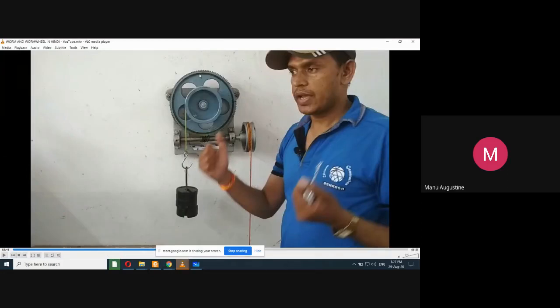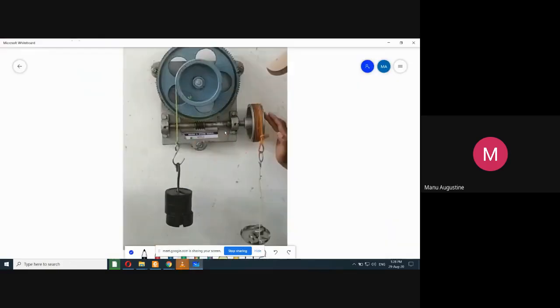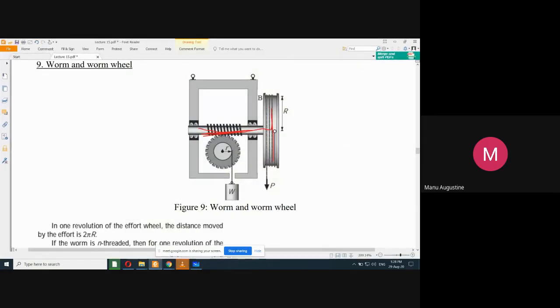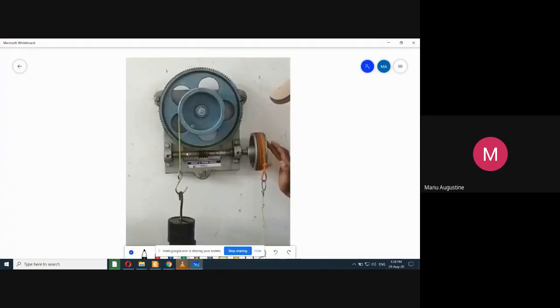Whereas in this video, the worm and the pulley attachment are placed below the wheel. It does not make any difference whether you rotate the wheel from below or from above. See, I have attached the image here also. So as per the image that you are seeing here in your notes, you can simply take this complete shaft, pulley and worm attachment and attach it over here.